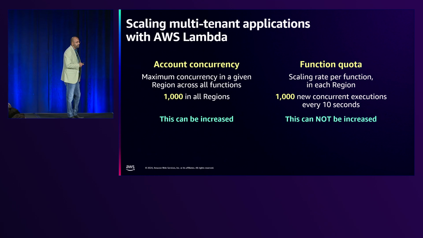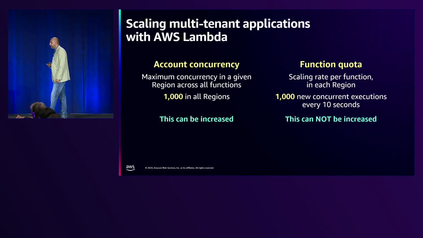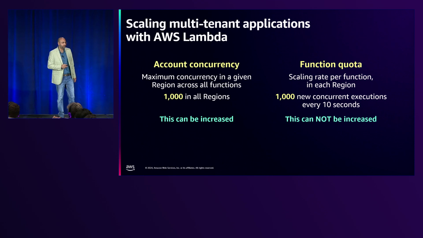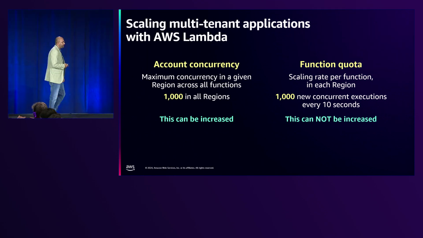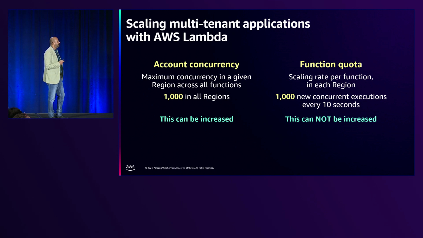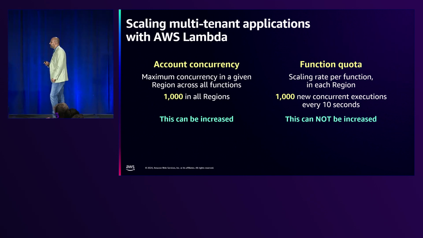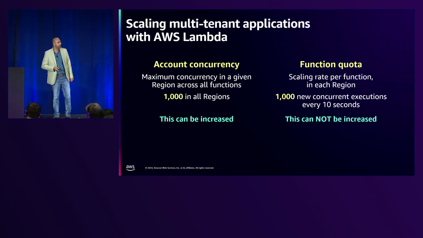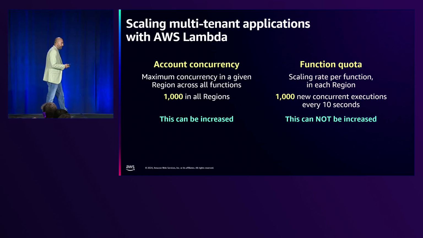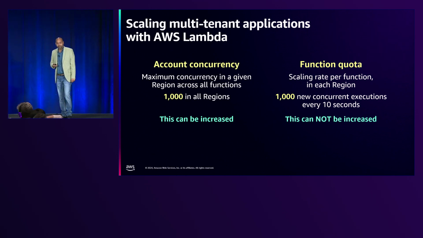Lambda has two concepts. One is account concurrency, which talks about how many concurrent Lambda functions can get executed at any given point of time. The default limit is 1000, but it can get increased. The other is the function quota, which talks about the rate at which the Lambda function can get scaled, which is 1000 new concurrent Lambda functions for the individual Lambda functions every 10 seconds. And this limit cannot be increased.